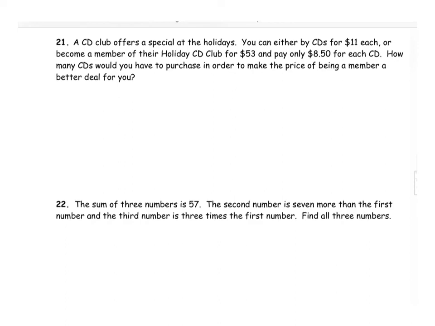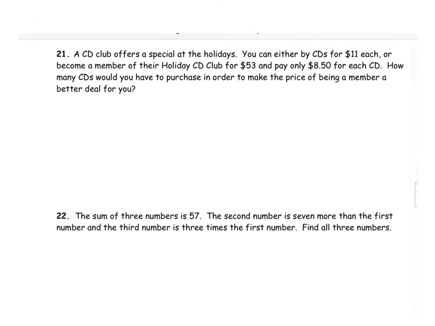So what I'm going to do is set up equations and set them equal to each other. So you can either buy CDs for $11 each. So I would start out with 11x. That's going to represent the CDs before the holiday deal. And I'm going to set that equal to, well, they have $8.50 per CD, so that's a good deal. But you have to pay a one-time membership fee of $53.